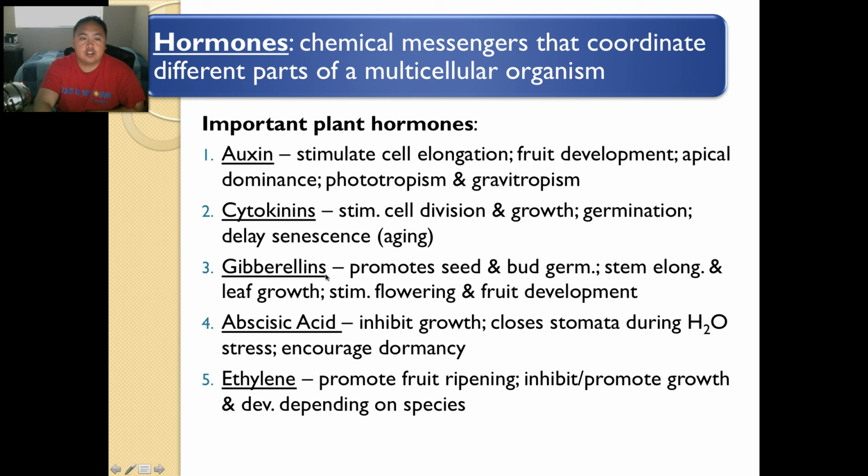And then ethylene. So there's a lot of hormones. You only need to know 5. And then there's ethylene. They're the ones that promote the fruit ripening, and they promote growth and the development depending on the species. So here are the 5 that you need to know. There's a lot, but here's the only 5 that you need to know.